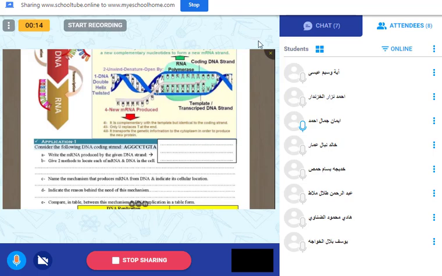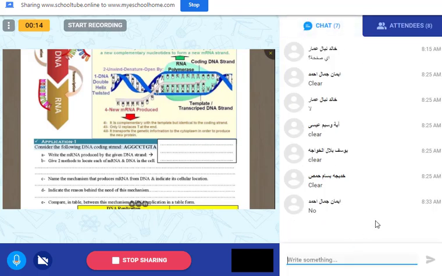Now, question A will tell me to write what? Write the messenger RNA produced by the given DNA strand. Now I want to make the messenger RNA, Iman. How do I make it here?